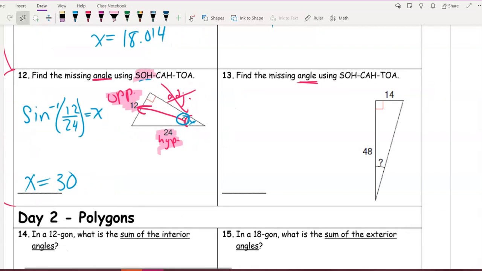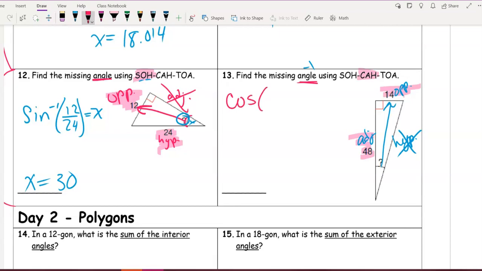All right, last one. Find the missing angle again using SOHCAHTOA. We're using the angle, so we need the inverse. Here's our opposite, here's our hypotenuse, and here's our adjacent. So we have no number for hypotenuse. We only have opposite and adjacent. So which one are we going to use? Cosine.